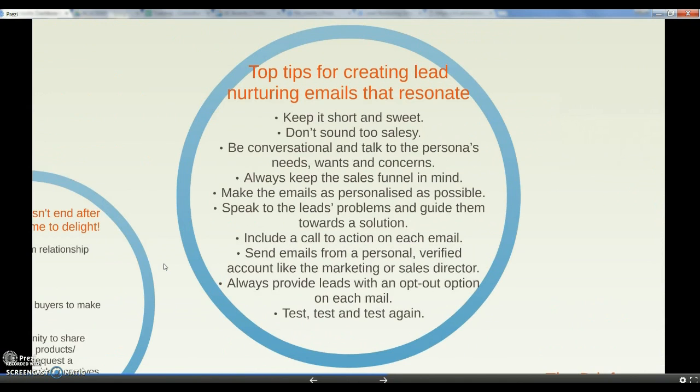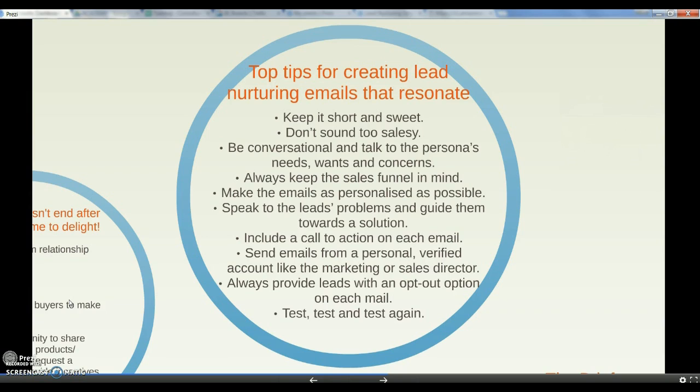Okay, this is the fun part, some top tips for creating lead nurturing emails that are sure to resonate with your leads. Always keep it short and sweet. You want your emails to be as concise as possible. The faster it is for a lead to gather the useful information they require from the email, the better. Let's face it, no one has the time to read through a 500-word email and try to figure out what you're really trying to say to them.